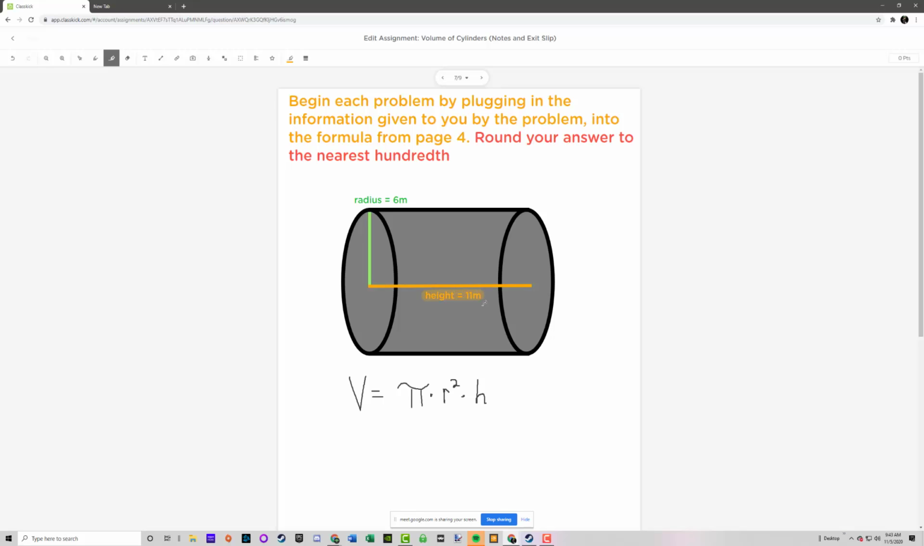Yes, we're going to plug in 11. What are we going to plug in for r, or the radius? Correct. So we're going to plug in 6. And then last but not least, what are we going to plug in for pi? We just answered this question not too long ago. Good. I'm just going to write it down up here. 3.14.